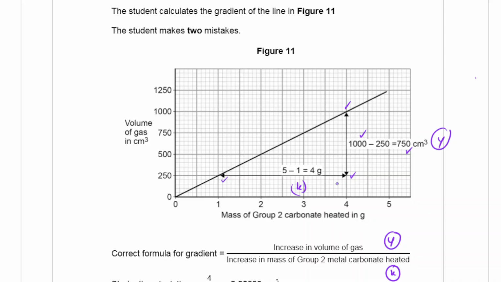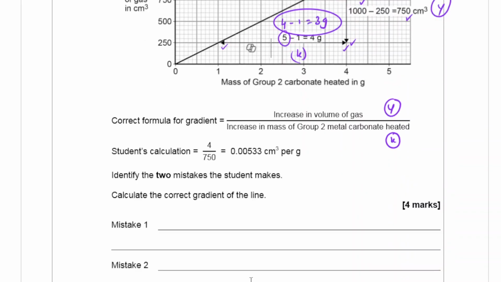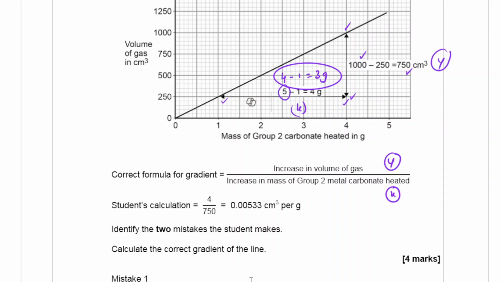This is 124, isn't it? So that's not 5, so that's an error. That should be 4 minus 1, so that should be 3 grams. So that's your error there. The student's calculation equals 4 divided by 750, so that's y over x. But we should have actually divided 3 by 750.